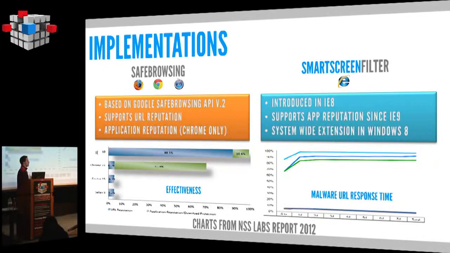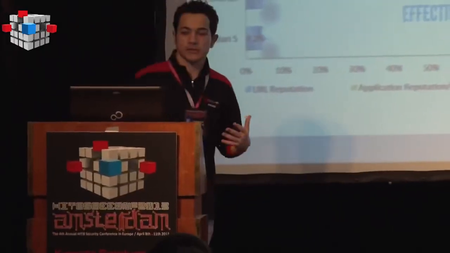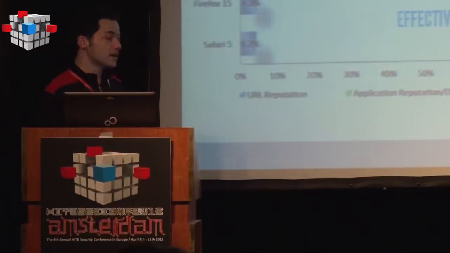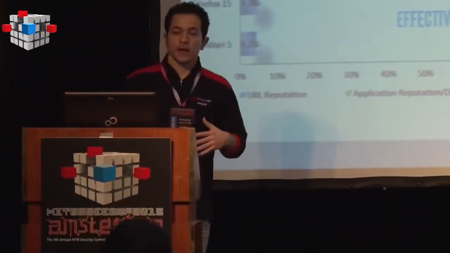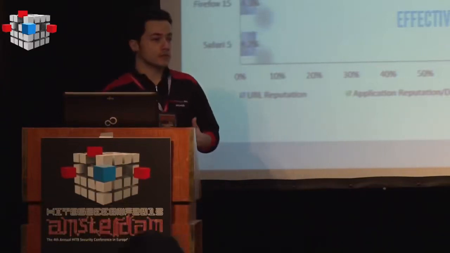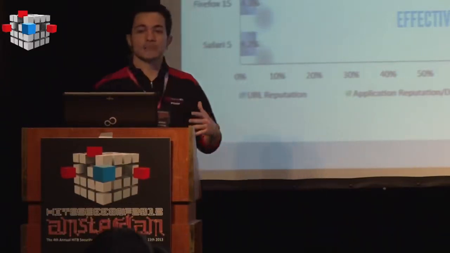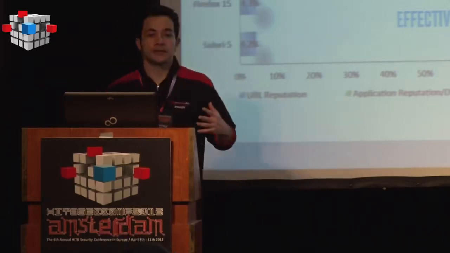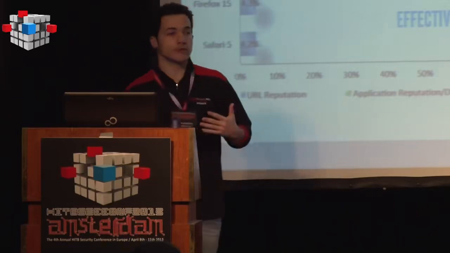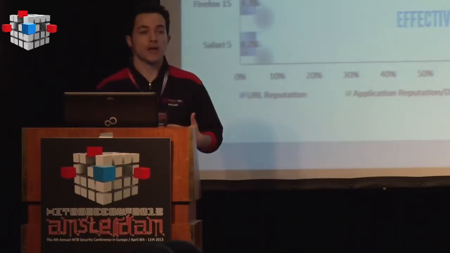Smart Screen Filter is more or less the same thing, but it's based on a Microsoft proprietary solution. It was introduced in Internet Explorer 8, and starting with Internet Explorer 9 it also supports application reputation. With the introduction of Windows 8, Smart Screen has been extended system-wide. This means that a Smart Screen check will be performed not only when you download a file from the browser, but whenever you put a file on your computer using your USB key, CD-ROM, whatever. The first time you run it, a Smart Screen check will be performed.